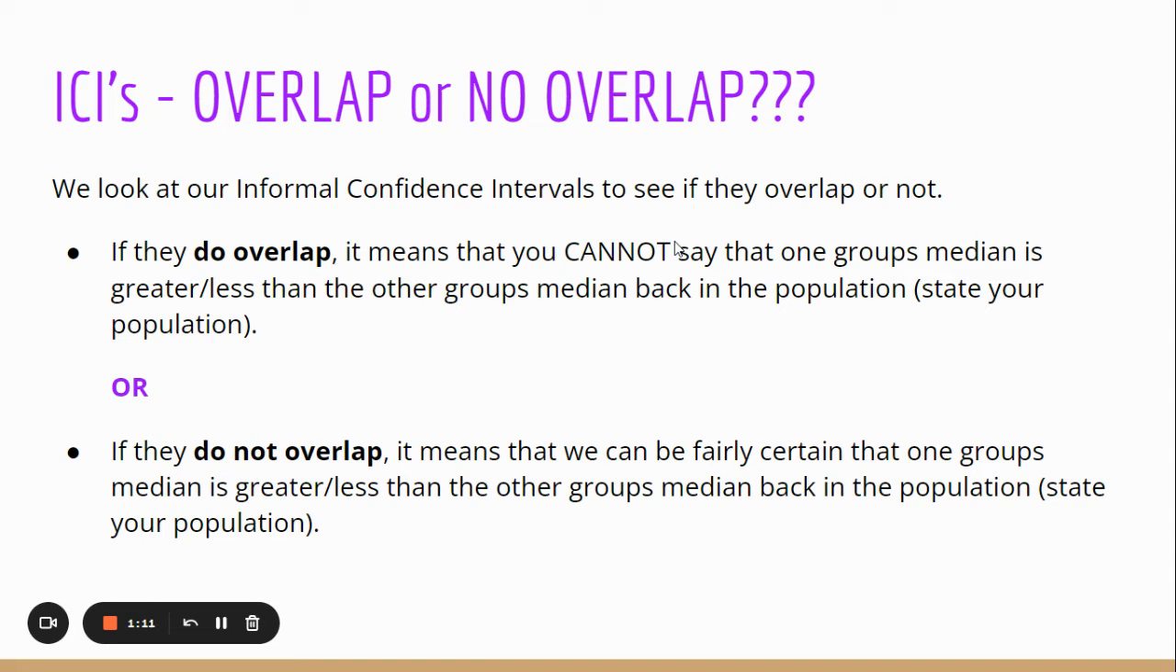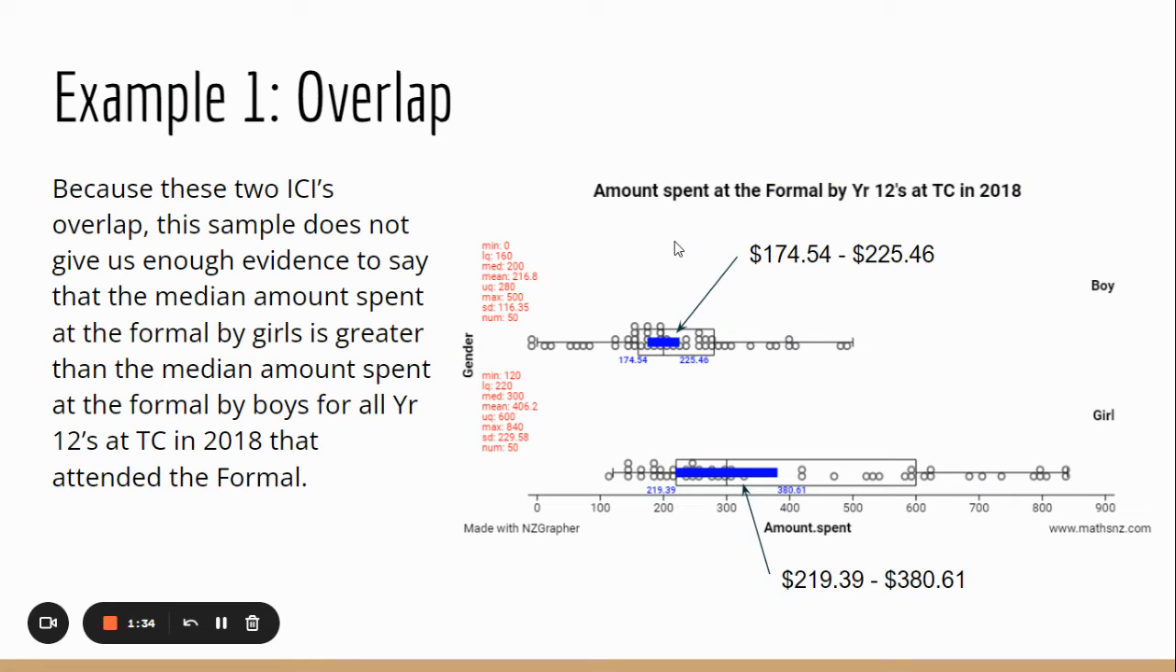All right, and you need to state your population for that. If they do not overlap, it means that we can be fairly certain that one of the medians is greater or less than the other group's median back in the population. So we need to state what that actually looks like. So if they overlap, you can't make a decision, and if they don't overlap, you can make a decision.